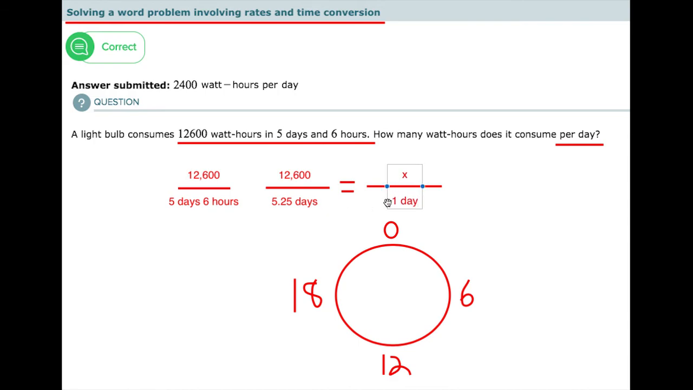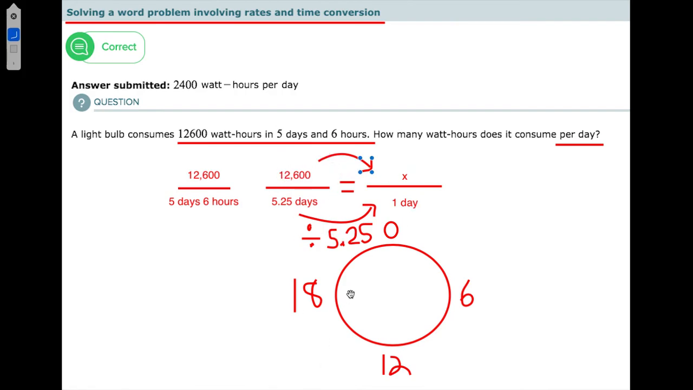Now you want to think when you're doing a proportion, what you're doing is multiplying and dividing. That's what this fraction tells you. So what I like to think is, how do I get from here to here? To get from 5.25 days to 1 day, I need to divide by 5.25. So if I divide by 5.25 on the bottom, I would have to do the same thing on top to keep it proportional. So I'm going to divide by 5.25.